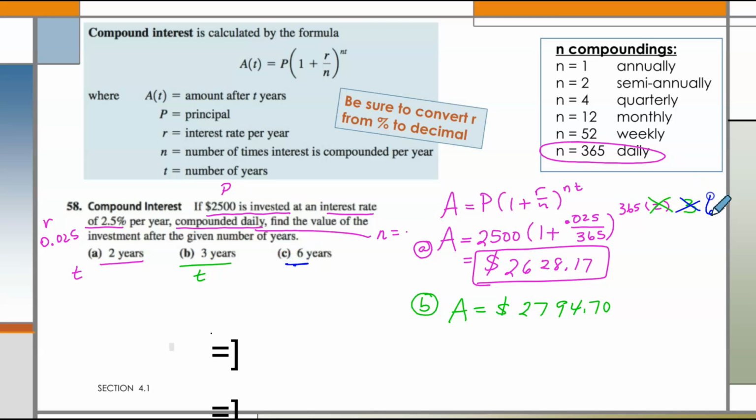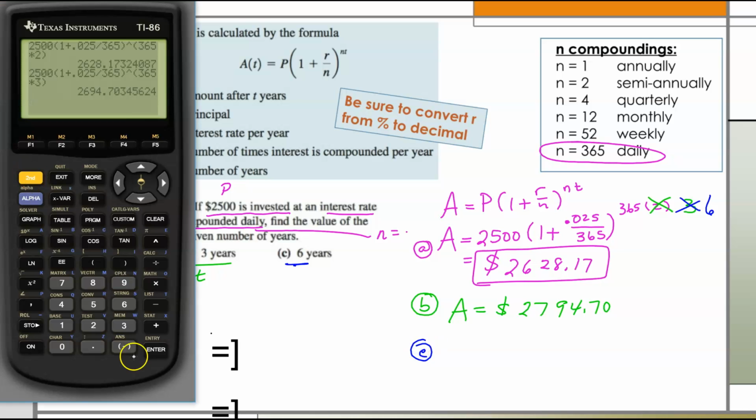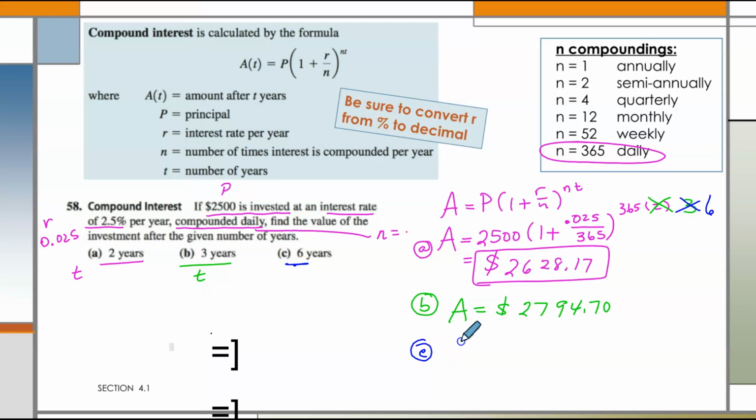Okay, one more. 6 years. Okay, so we're just going to change that to a 6. And now we have our calculation. We're going to hit second enter. Instead of 3 years, now we have 6 years. And we end up with $2,904.57. So the account is up to, after 6 years, $2,904.57. Okay, so let's go to the next example, and then we're done.